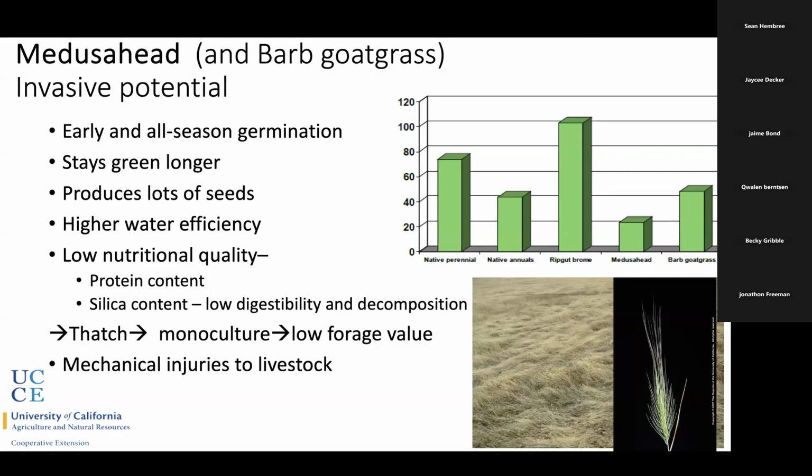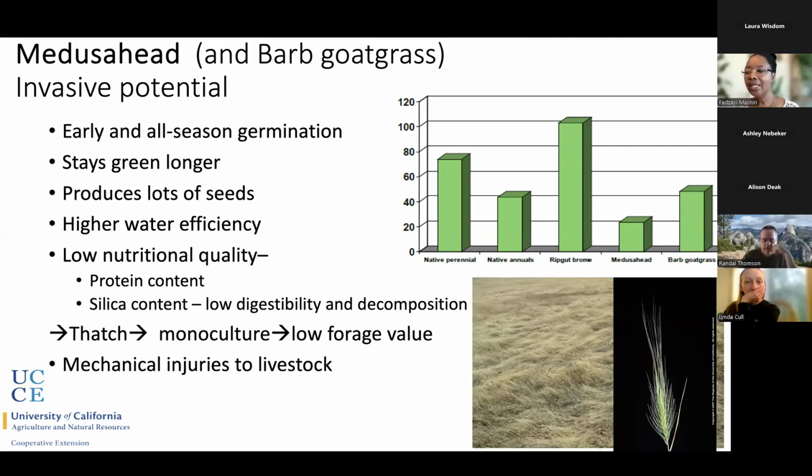And when these plants are in a grazed ecosystem, having low nutritional value means that the animals, when they go through selecting for a palatable or more desirable, more nutritious diet, are not going to selectively graze this. So that means that the animals will be selectively grazing other plants, and these will be left to grow and thrive in these environments at the disadvantage of the more desirable species.